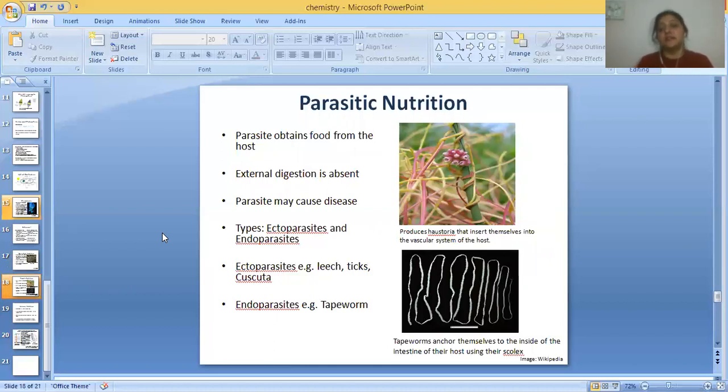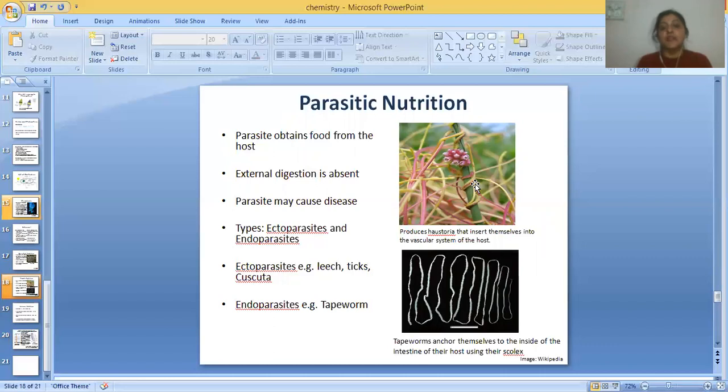For example, Cuscuta. So this Cuscuta is a plant which is in the dodder family, and basically it produces haustoria. Whenever it finds its host plant, it forms haustoria and inserts them into the vascular system of the plant, until the host plant dies, and then it spreads over large areas, kilometers. So it doesn't stop there.